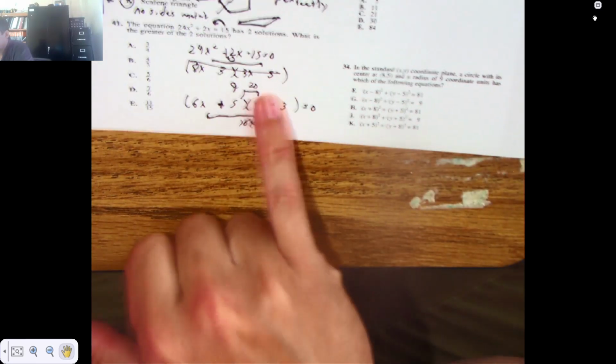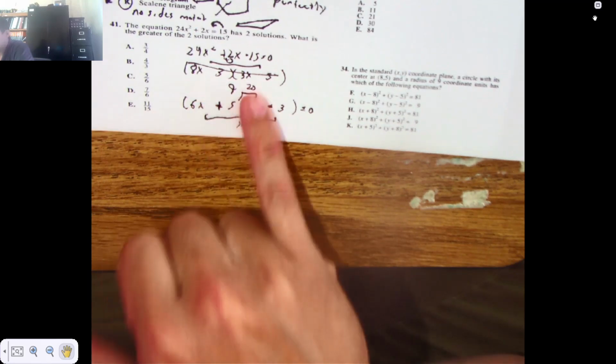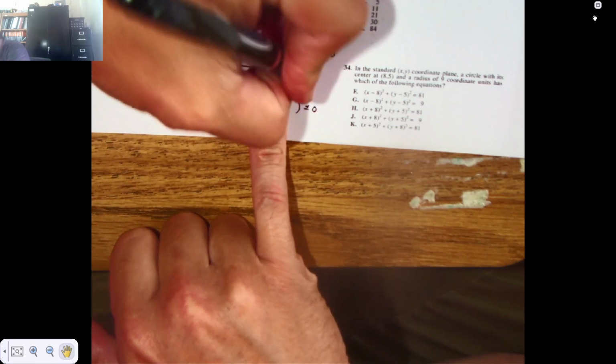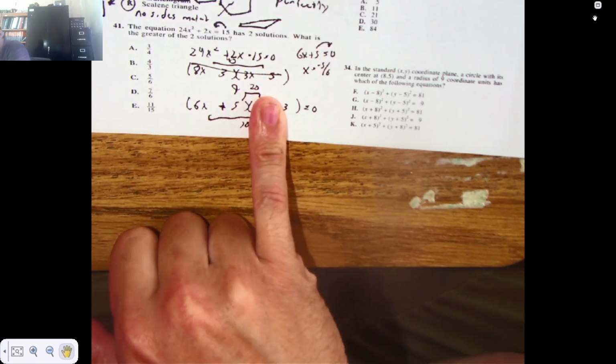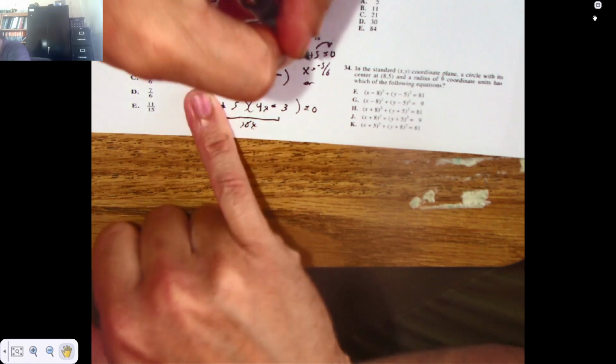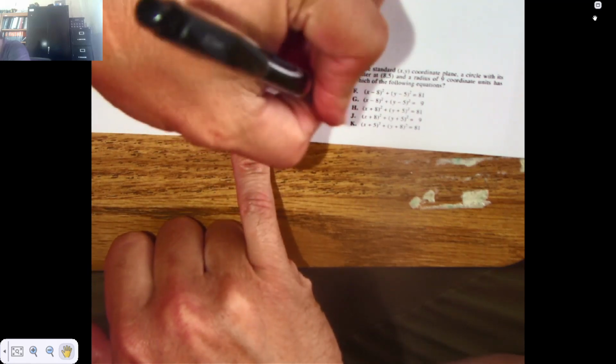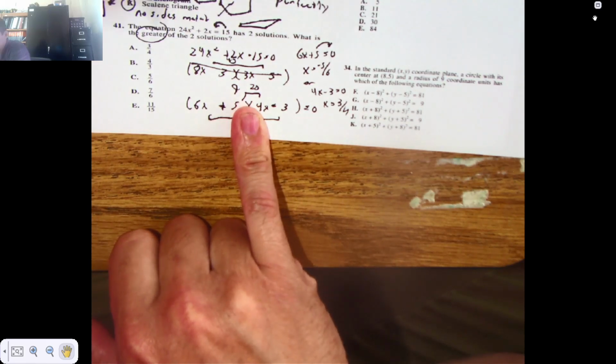Third period asked about this property in class Monday. The rest of them didn't. It is the zero product property, where you cover up. So 6x plus 5 is 0, which would give me that x is negative 5/6, or 4x minus 3 is 0, which would give me that x is 3/4. And they want the greater. 3/4 is bigger than negative 5/6.